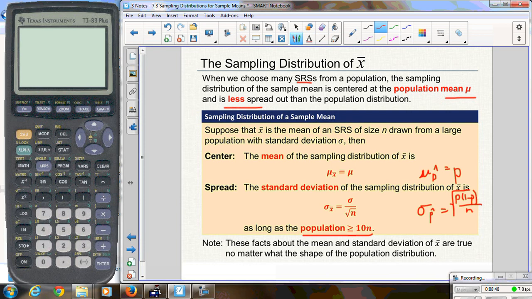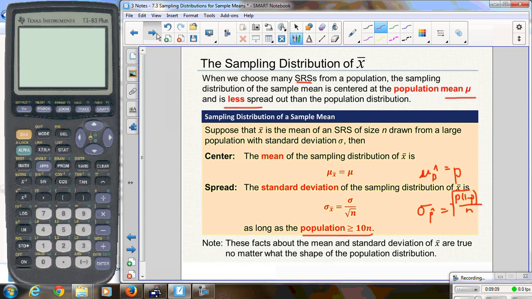So regardless of the shape of my population or the size of my sample, the mean is going to be whatever the mean of the true population is, and the standard deviation is going to be the standard deviation of the population divided by the square root of n. And that's as long as the population is at least 10 times the size of my sample.